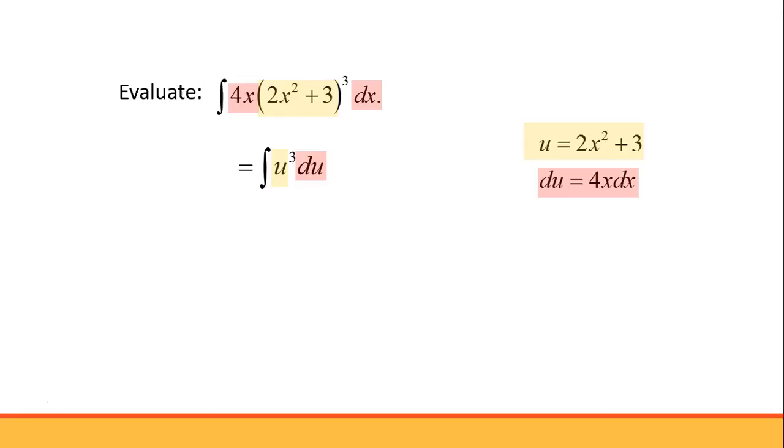So now we can integrate by adding 1 to the power and dividing by the new power, plus the arbitrary constant c. But remember, we have something that's in terms of our substitution variable. We need to get back to the original variable x. So we know that u is equivalent to 2x squared plus 3, which means we'll take the u out and substitute in a 2x squared plus 3. And we've got our final answer, 1/4 times 2x squared plus 3 to the 4th power plus c.